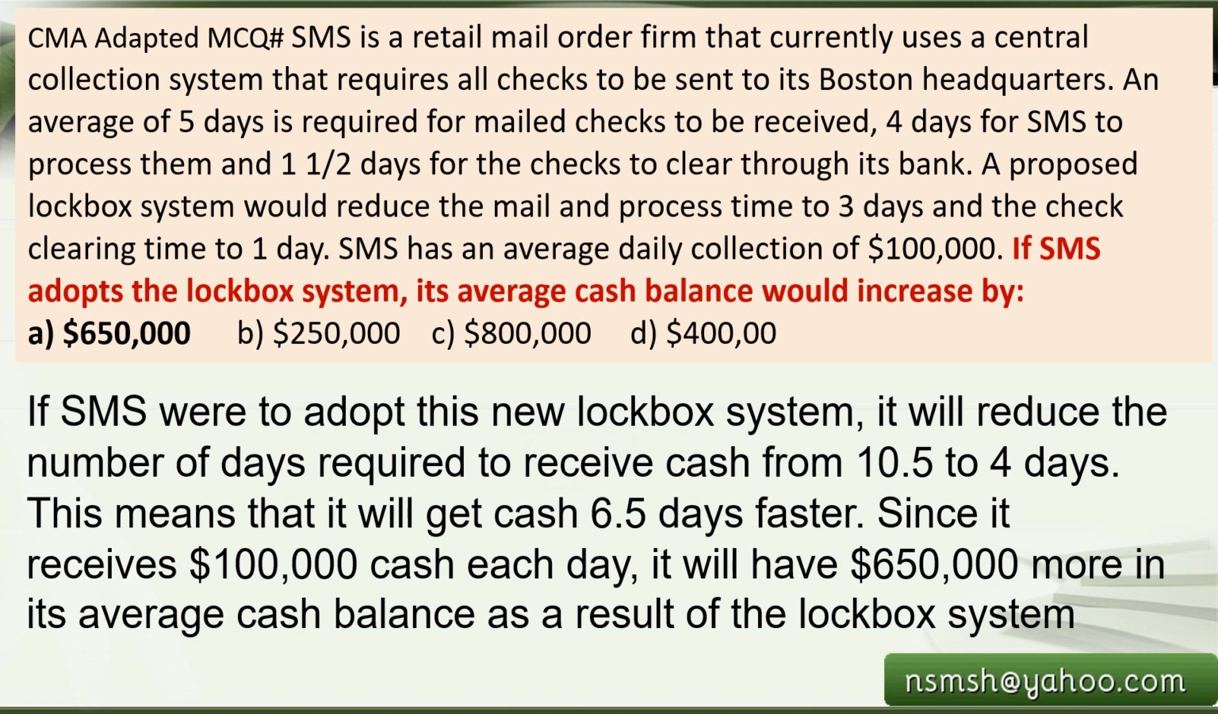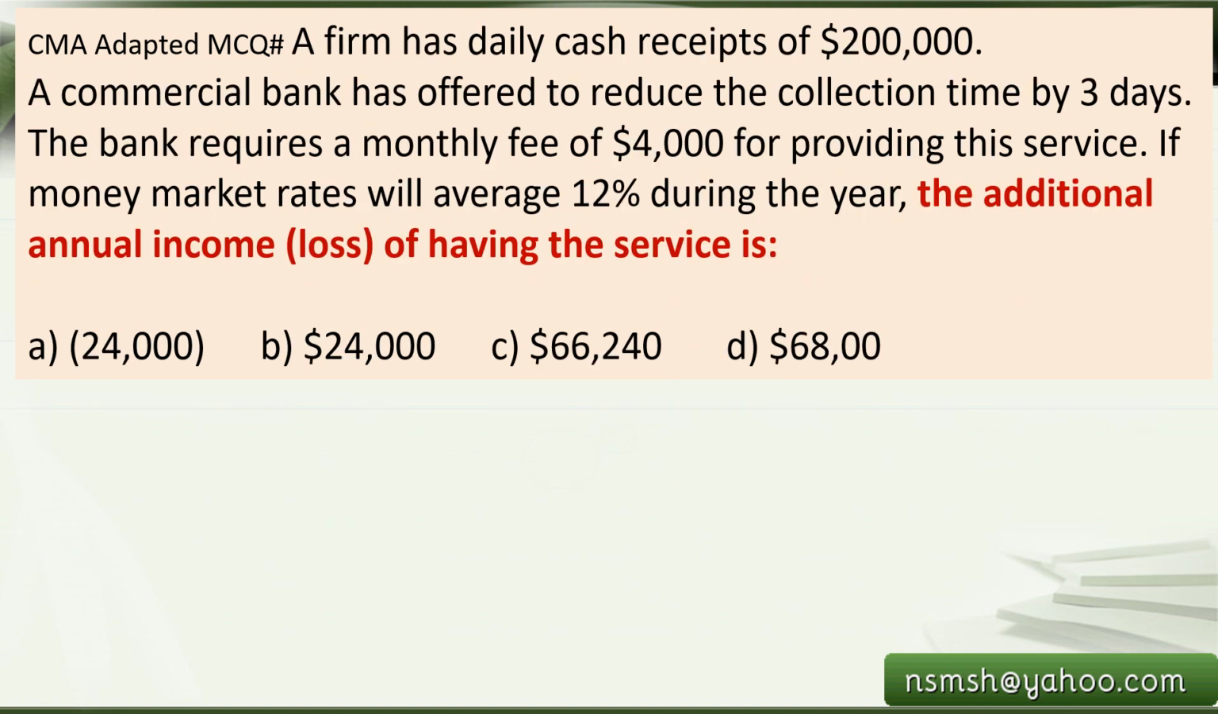This means that it will get cash 6.5 days faster. So that $100,000 is sped up, multiplied by the speed of 6.5 days. That means $650,000 more in its average cash balance as a result of the lockbox system. So this is the answer.